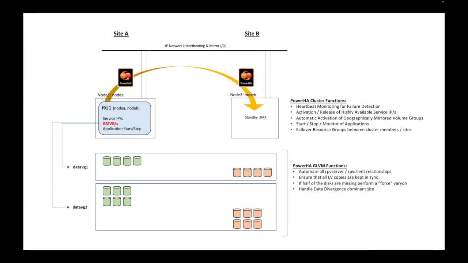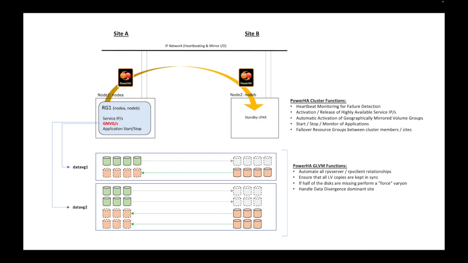So if you look at the PowerHA GLVM functions, those RPV server and RPV client relationships, you would no longer have to manipulate those manually. The PowerHA software, depending on where the workload was being hosted, would automatically bring those online and offline as needed. Behind the scenes, it's going to ensure that those LVM mirror copies are actually kept in sync.